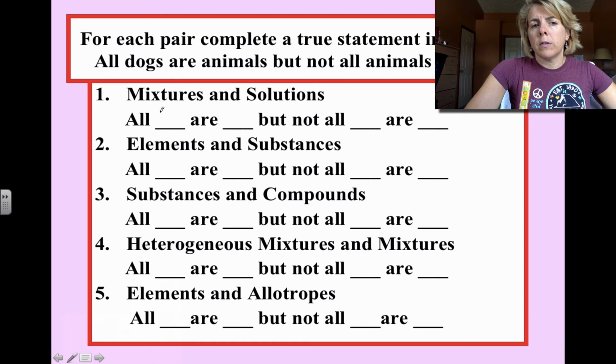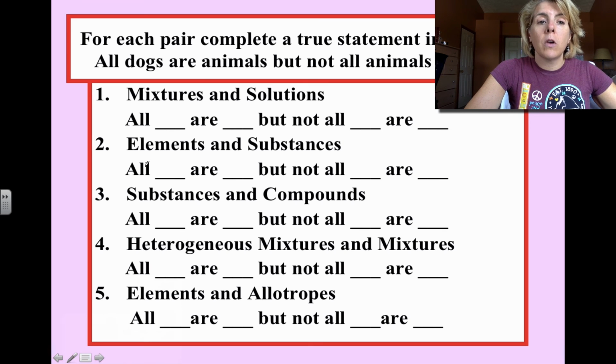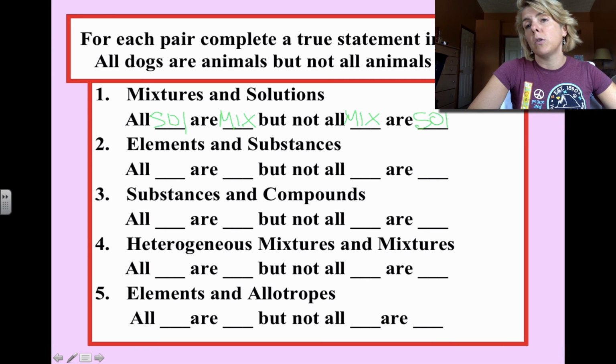So I ask you this, are all mixtures solutions, but not all solutions are mixtures? Okay, when you think about it, are all mixtures homogeneous? No, okay. So the opposite has to be true. So all solutions, I'm just doing the abbreviation, are mixtures, but not all mixtures are solutions because we have heterogeneous mixtures and they are not considered solutions. So that statement that we just made is correct.